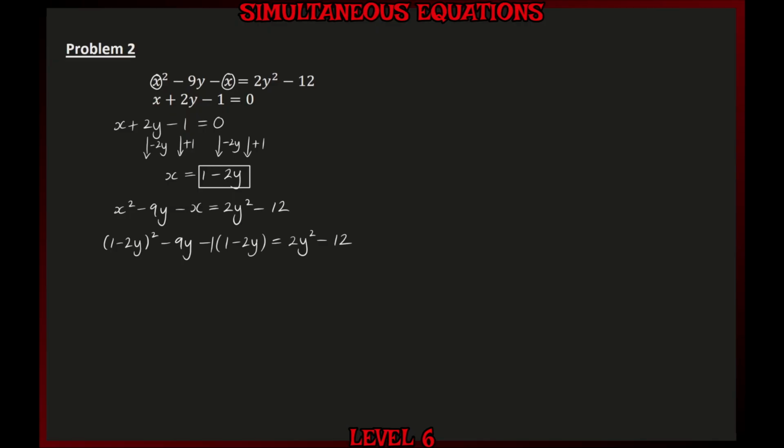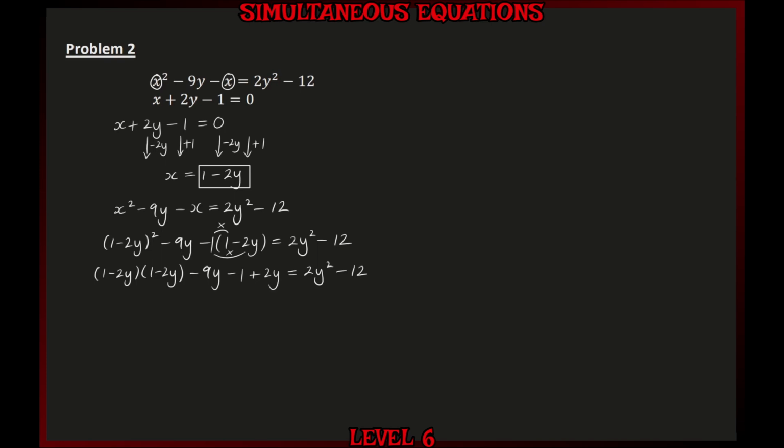Looking at the first bracket, that's being squared, so this is the same as saying 1 minus 2y multiplied by itself. We have a minus 9y, and in the second bracket we can actually expand straight away. So minus 1 times 1 gives us minus 1, and minus 1 multiplied by minus 2y gives us plus 2y. And that's equal to 2y squared minus 12.